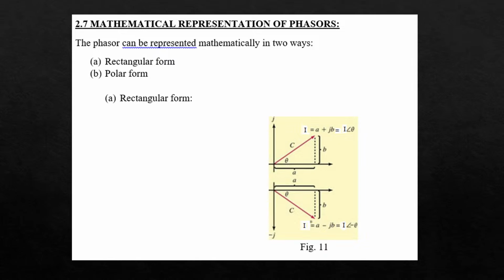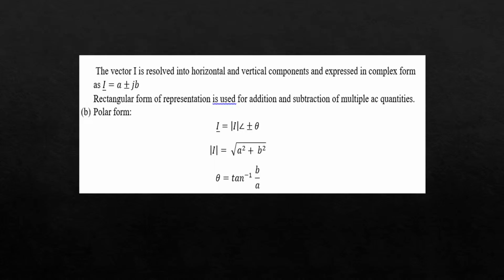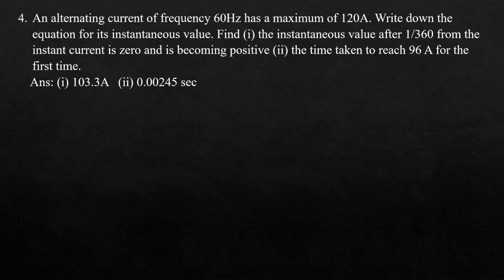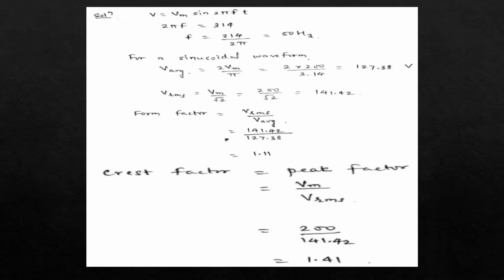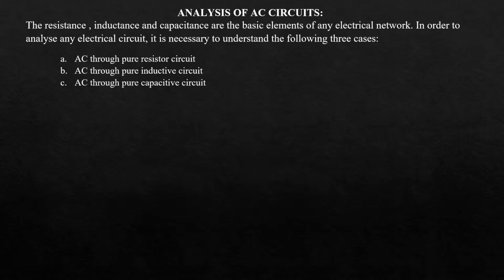So let's continue with the phasor representations. Phasor or vector representations of AC quantities. A phasor can be represented mathematically in two ways: a rectangular form and a polar form. Okay, give me one moment. If I just directly jump into AC analysis, okay.